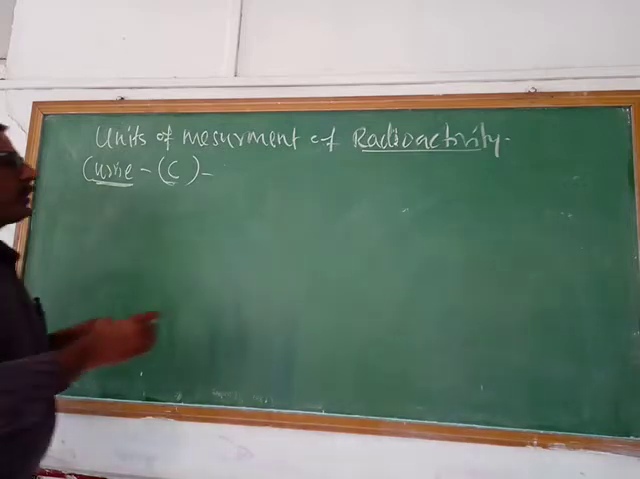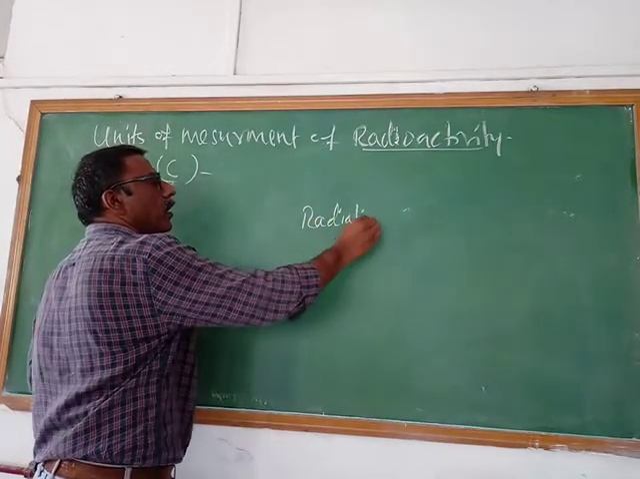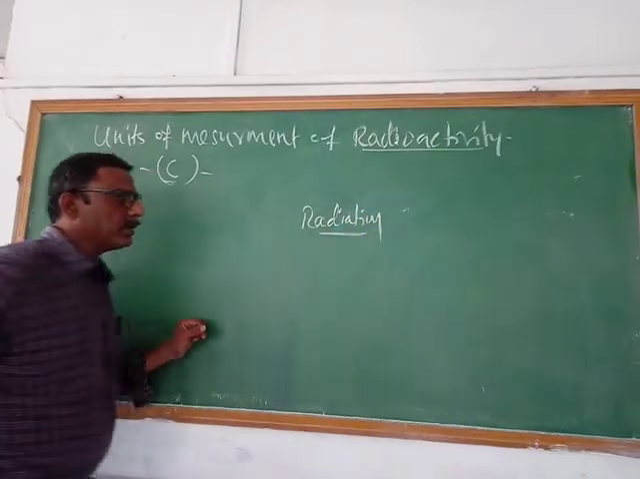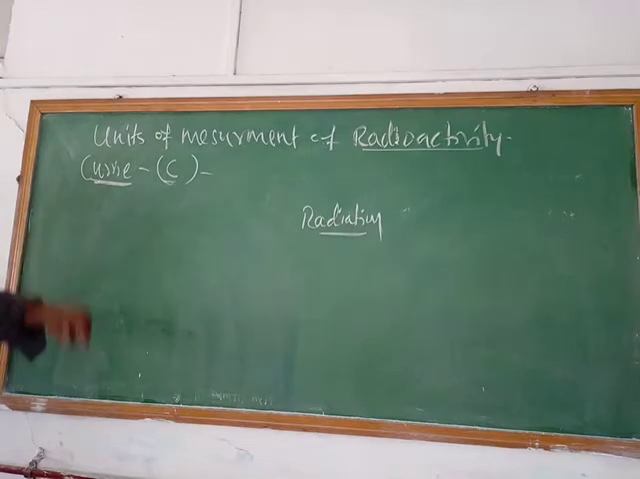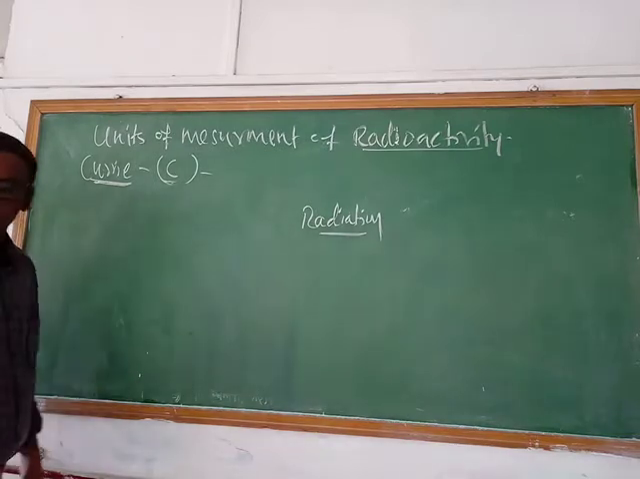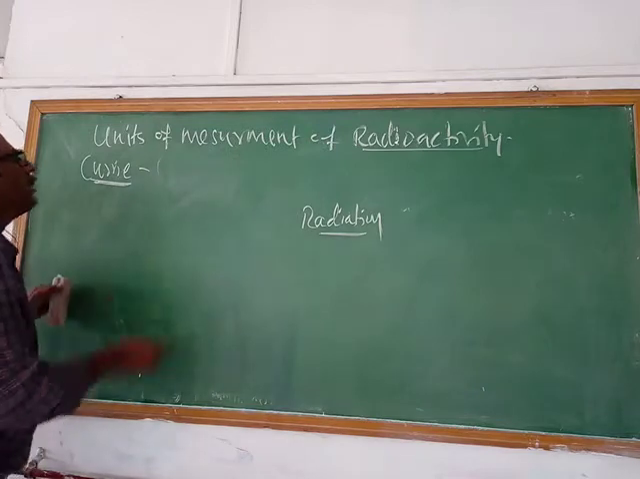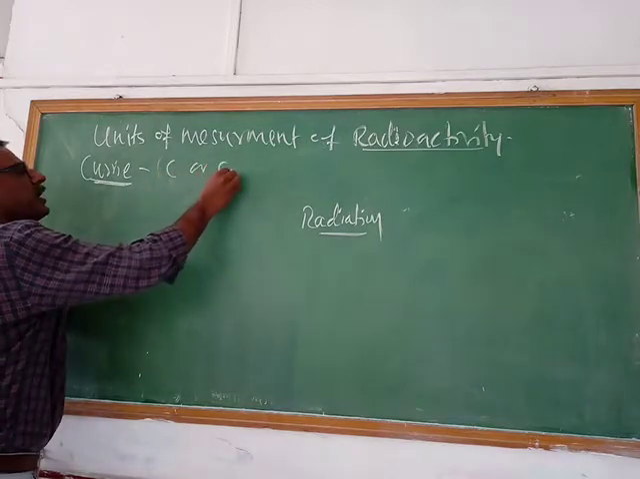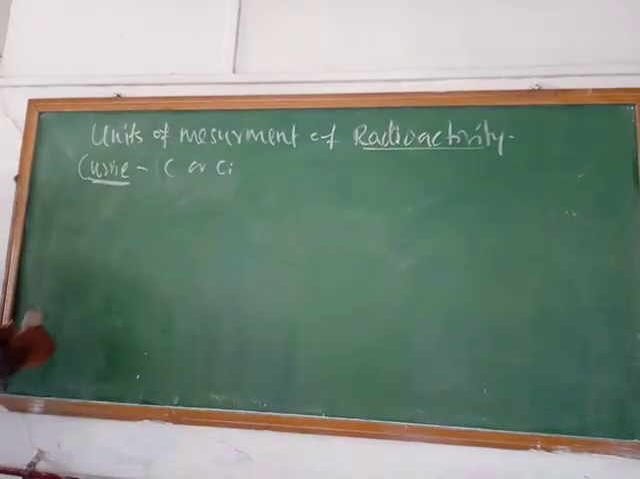But radioactivity or the radiations are measured using a unit called curie. That's denoted by C or Ci. Small c or Ci. In some places the Ci is used as the unit of curie.